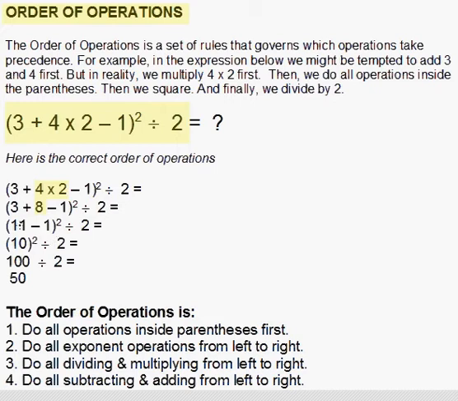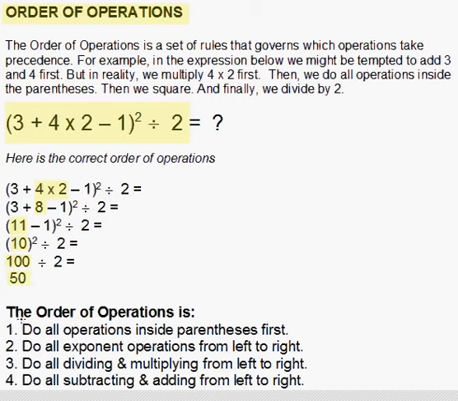We take 3 plus 8 minus 1, and we have to evaluate that. We go from left to right and add 3 to 8 to make 11. Then we take 11 minus 1 to give us 10. That gives us 10 squared divided by 2. The order of operations says to square before dividing, so 10 squared is 10 times 10, which makes 100. And then we divide that by 2, and we get our answer of 50.